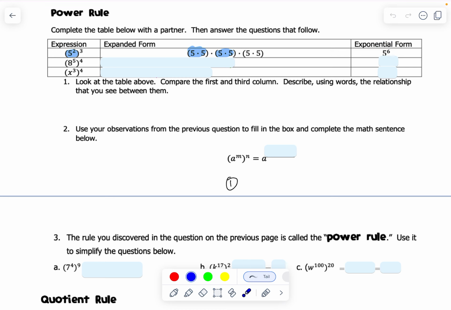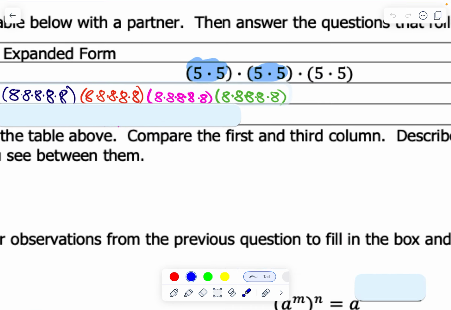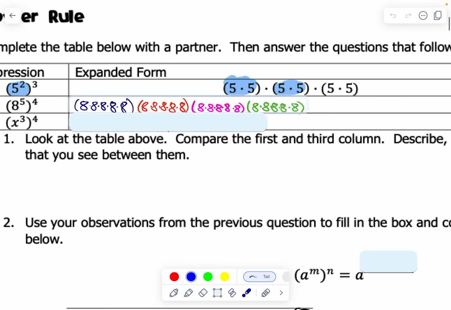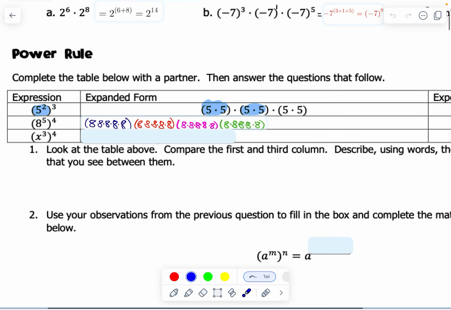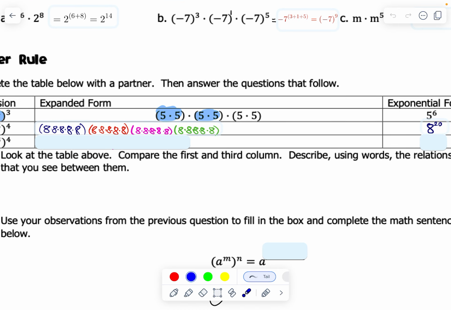So take a moment and try writing out the expanded form for 8 to the 5th raised to the 4th, and x cubed raised to the 4th. So 8 to the 5th to the 4th should look something like this. I've got 5 8s multiplied together in groups, and I have 4 of those groups. So if I count all of the 8s, I should find that I actually have 20 8s being multiplied together. So I could say that this is 8 to the 20th.